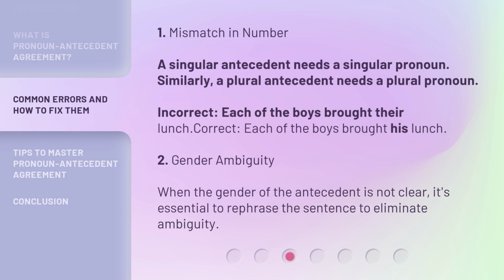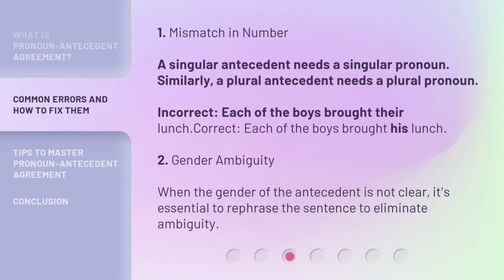1. Mismatch in number. A singular antecedent needs a singular pronoun. Similarly, a plural antecedent needs a plural pronoun. Incorrect. Each of the boys brought their lunch. Correct. Each of the boys brought his lunch.